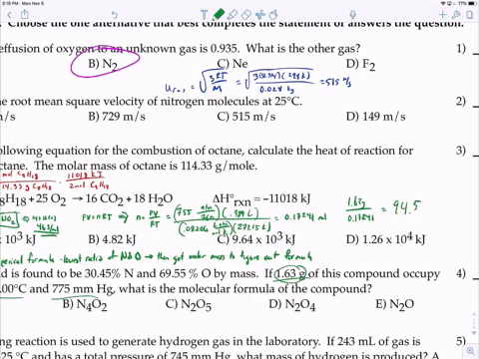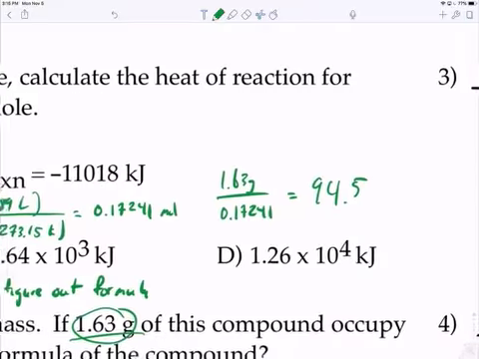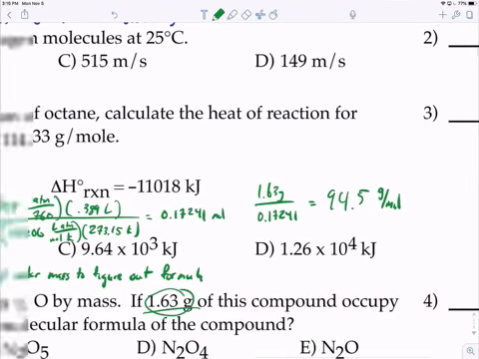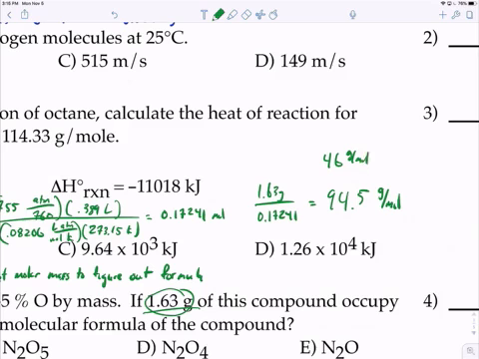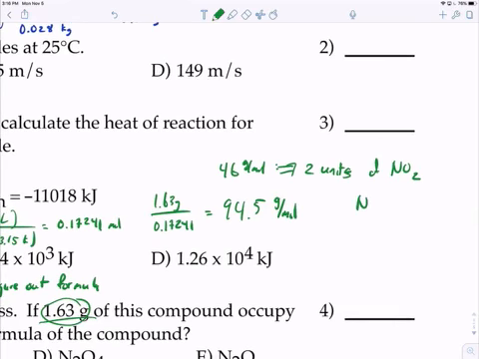And if you compare that, we have 94.5, and we look at 46 grams per mole. This implies 2 units of NO2. So we have N2O4 is our final answer.